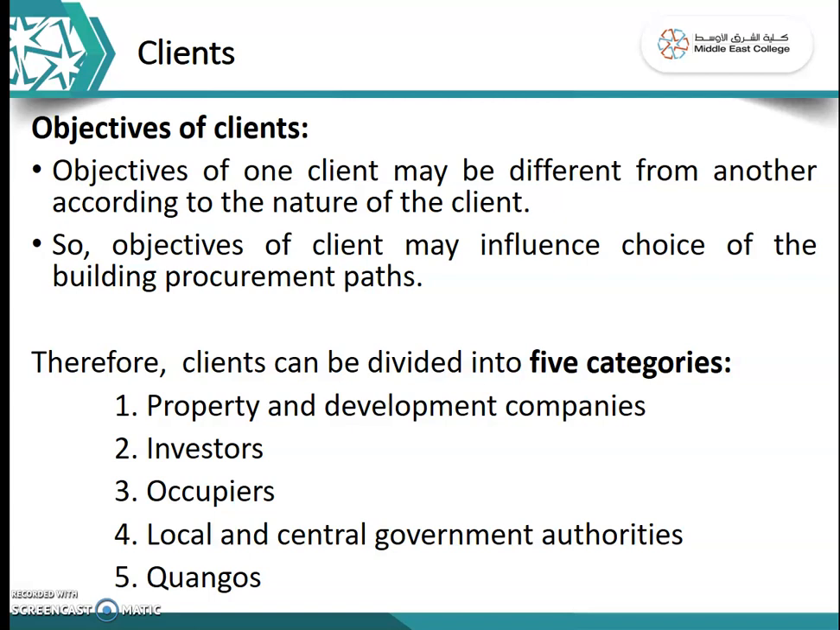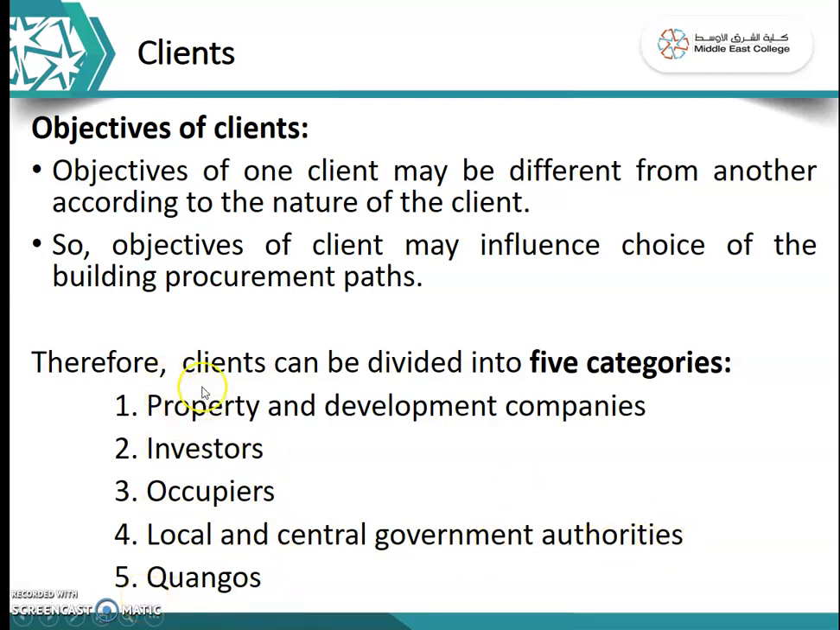Therefore clients can be divided into 5 categories. Please try to remember, this is a very important topic where you need to understand and reflect. You can see the property and development companies, investors, occupiers, local and central government authorities, and quangos.